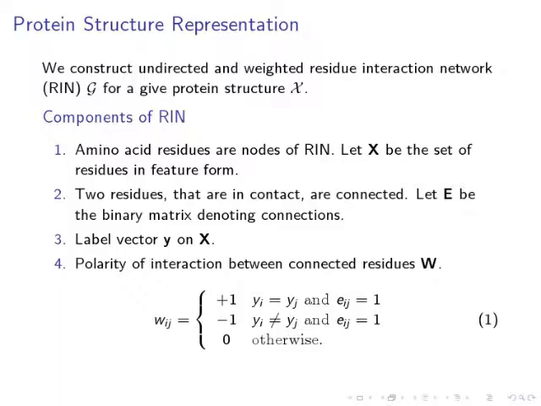We represent this particular protein structure as a graph, an undirected and weighted residue interaction network, where nodes are amino acids and we connect two amino acids if they are in contact with each other. Then there is a label vector y, a label that we are interested in assigning to each of the amino acids. And there will be another term that we'll be using. I'll introduce that term right now.